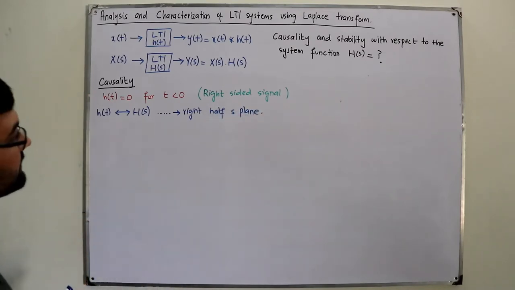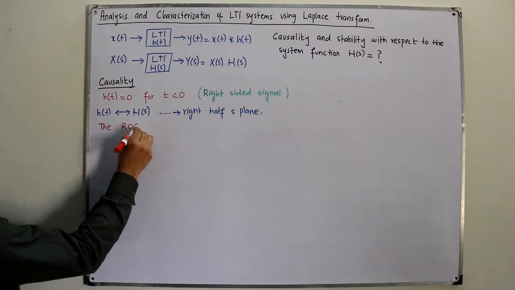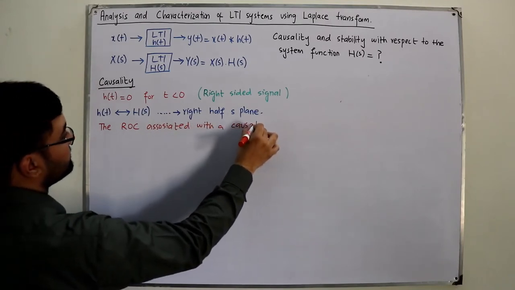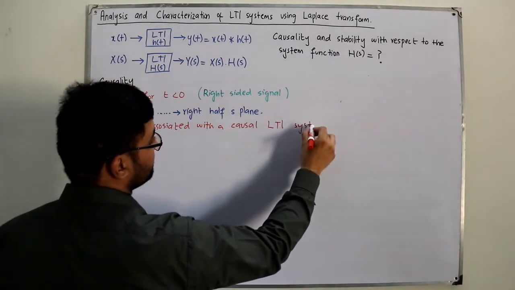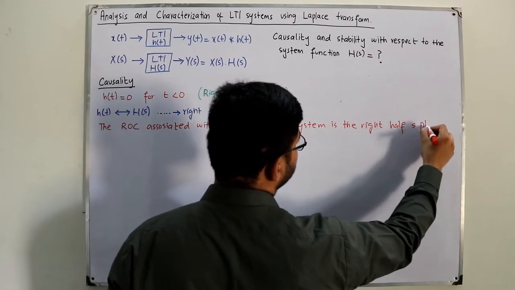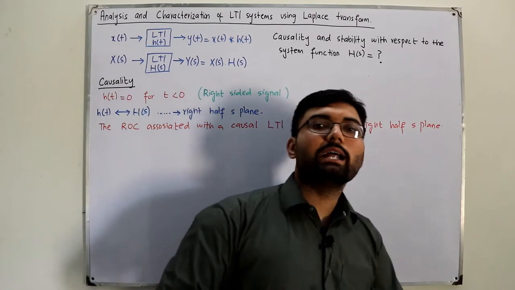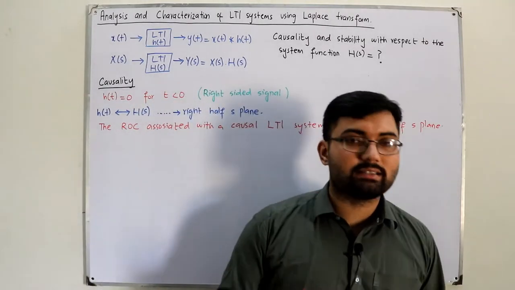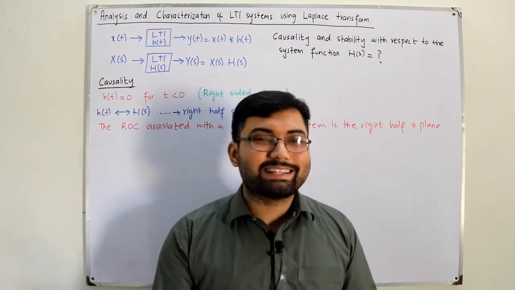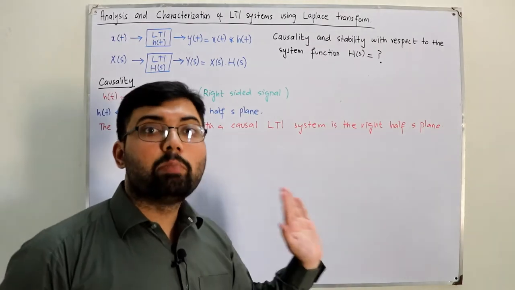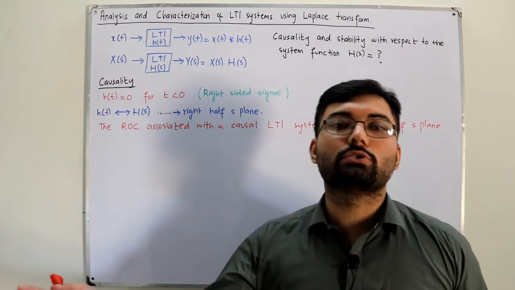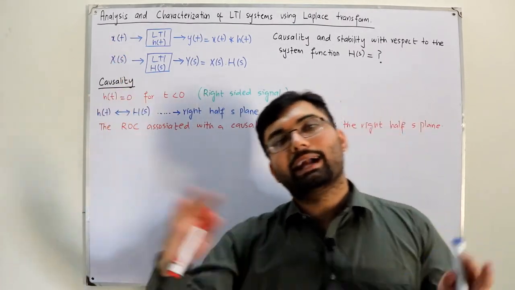If I write it in words, the ROC associated with a causal LTI system is the right half S plane. And now let me clear one thing again. The right half S plane, if I mention it over here, does not necessarily mean that it would start at zero and end at positive infinity. It means that it can start anywhere. Maybe it starts on the negative side, but then it would cover the entire area till positive infinity. It may start somewhere after zero and go till s equal to infinity. That is the right half plane.